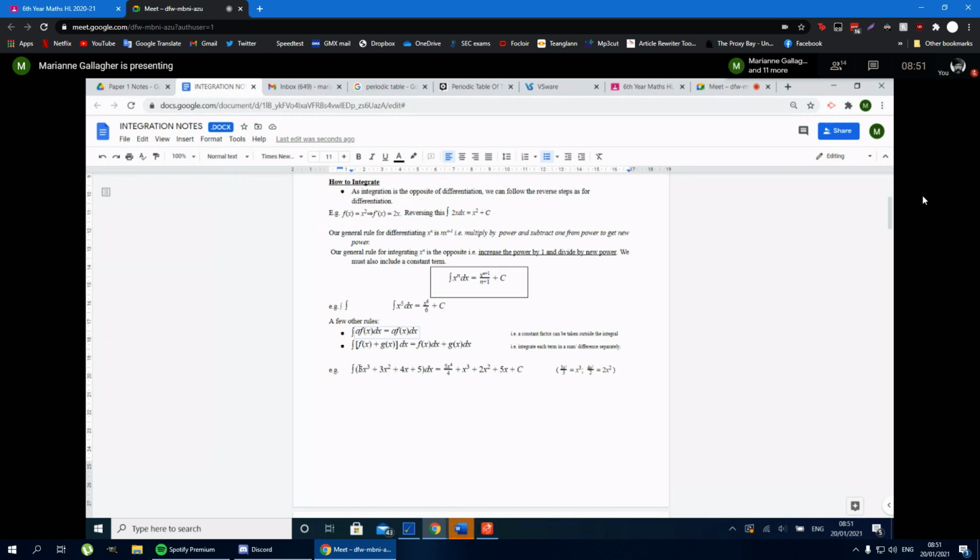So the 5 in front doesn't really matter. You just do x to the 4 over 4, and then you multiply it back by the 5. We're all used to all of this by now, and all those pluses and minuses can just be put in at the end.